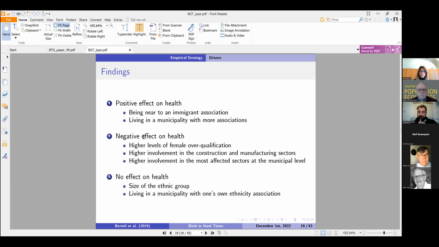While on the opposite, these effects are exacerbated where there is a high level of female overqualification or high involvement of the specific ethnic group of the mother in the most affected sector at the national and municipal level. There is no effect instead when we look simply at the presence of immigrants in the municipality, say the size of the ethnic group or the fact of having an association that is meant for your ethnicity.